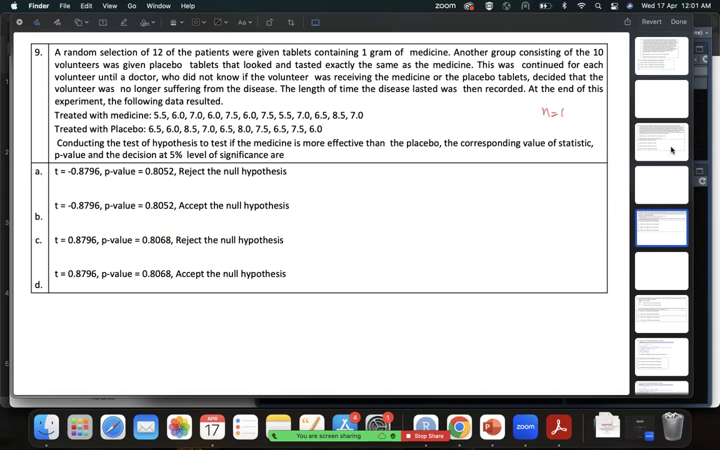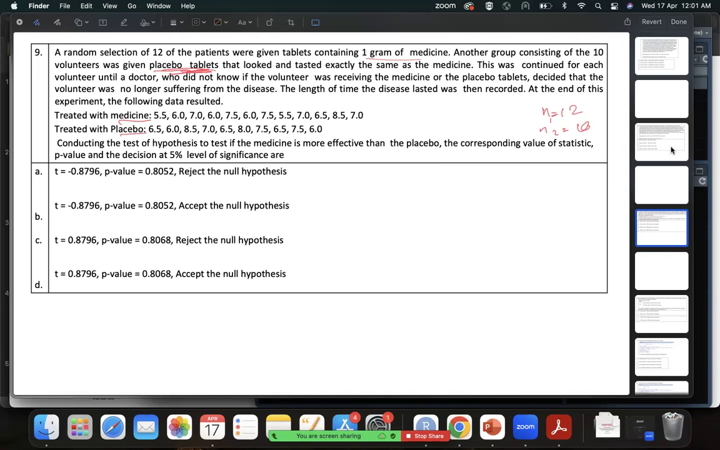A random selection of 12 patients, n is equal to 12, were given tablets containing 1 gram of medicine. Another group consisting of 10 volunteers was given placebo tablets that looked and tasted exactly the same as the medicine. A placebo tablet is basically a medicine that does nothing, but the patients are made to feel that it is the actual medicine. So it's just two different groups, medicine and placebo, that are looked into.